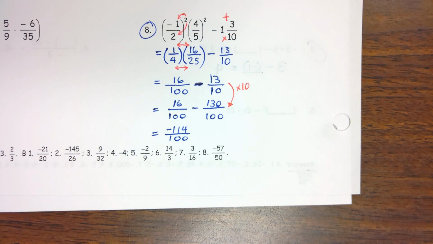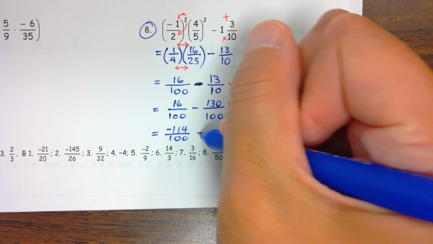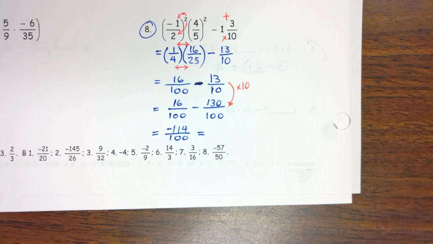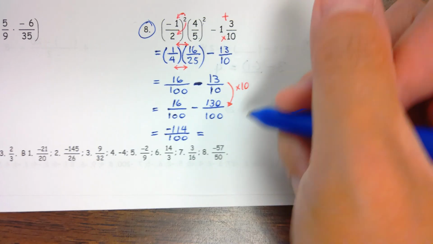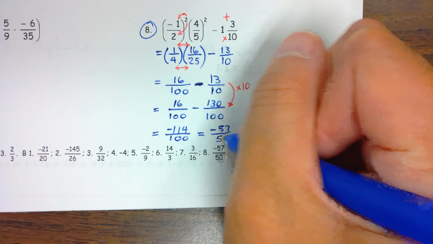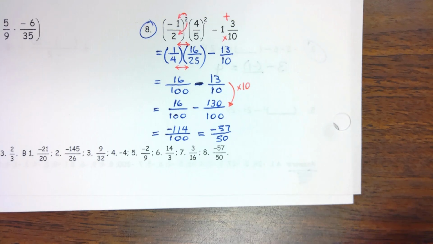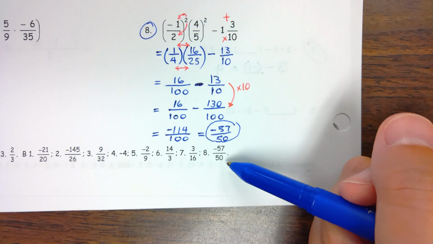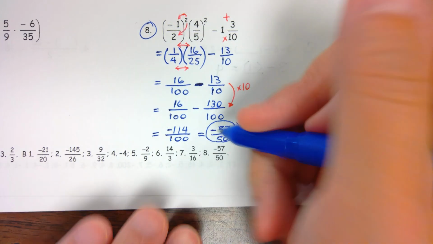If I leave this as my final answer, will I get full marks? Yeah, reduce. Okay. If you don't reduce, half a mark off. Okay. How do I know I can always reduce? 114 is an even number, 100 is an even number. So I can always divide by 2. 114 divided by 2, negative 57. 100 divided by 2, 50. Okay. Oh, and guess what? The answer was right here. Okay.